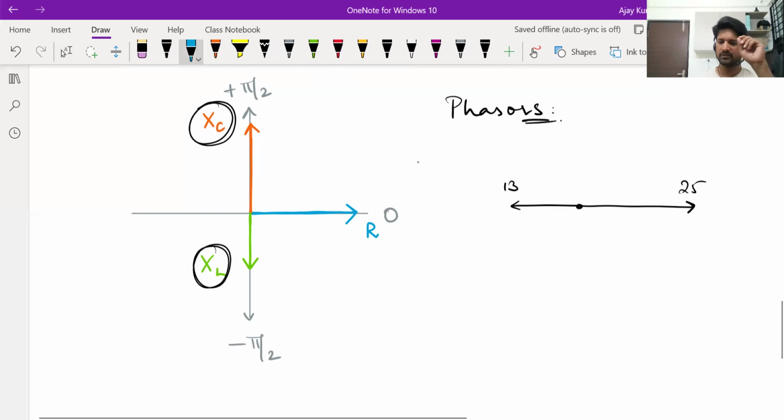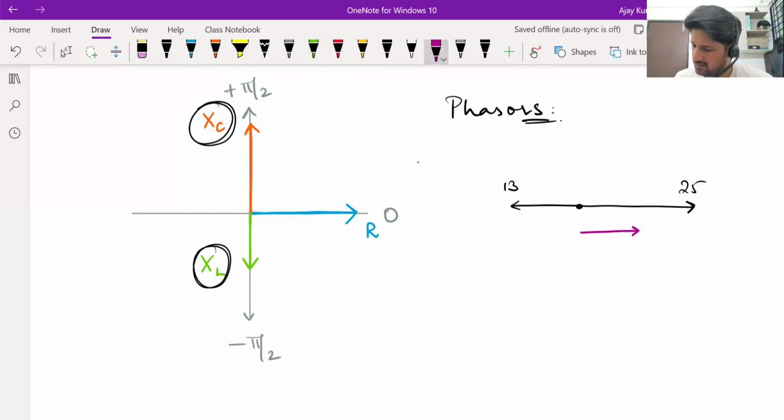Okay. Now there are two ways to write the resultant. You can say the resultant this way is 25 minus 13, that is plus 12. You can also say the resultant in this direction is 13 minus 25, that is minus 12. It's the same thing. A vector of 12 units to the right is the same as minus 12 units to the left. So it does not matter which vector you take first. Resultant in the direction of that vector will be that vector's magnitude minus the other vector's magnitude.